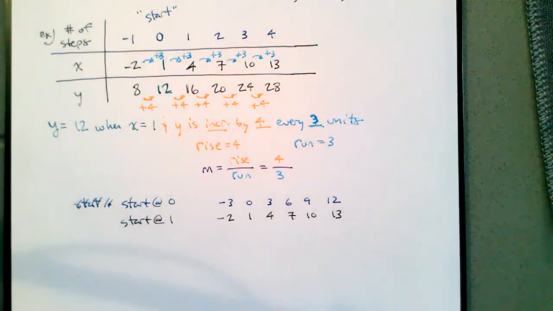So to get from a start at 1 to a start at 0, if I subtract 1 from all these x's, then that'll make the number of steps look like 0, 3, 6, 9, and 12. So what's going on is we are subtracting 1.